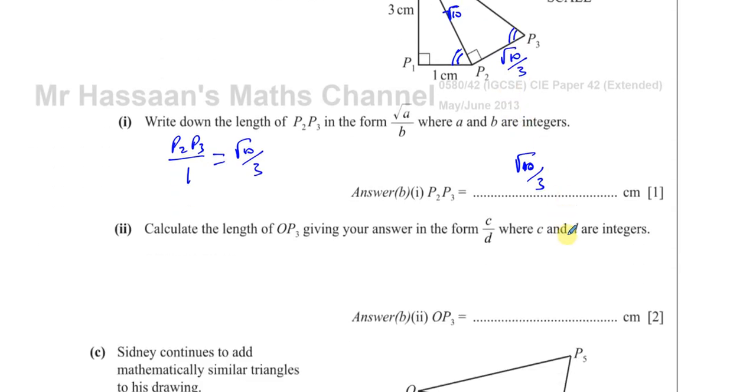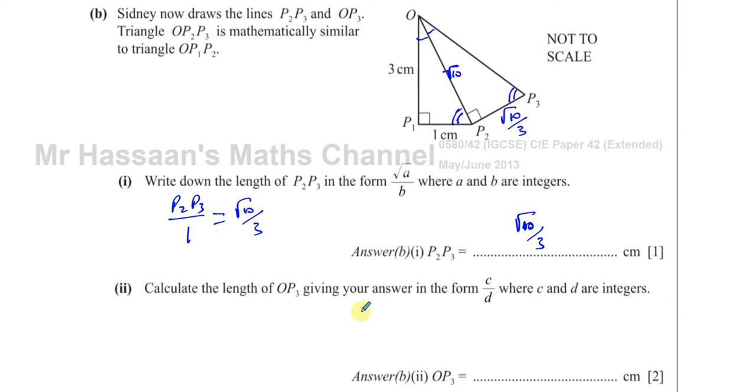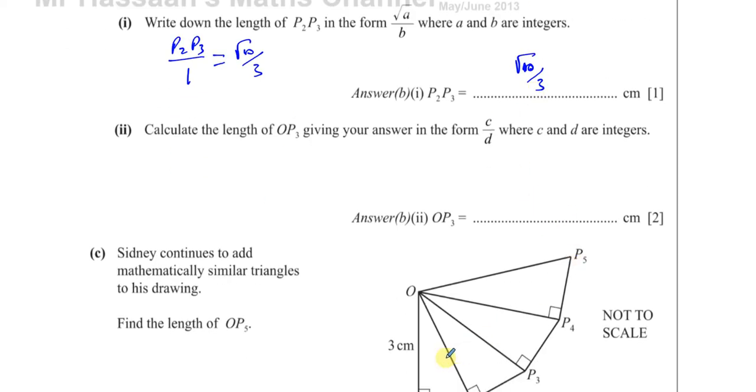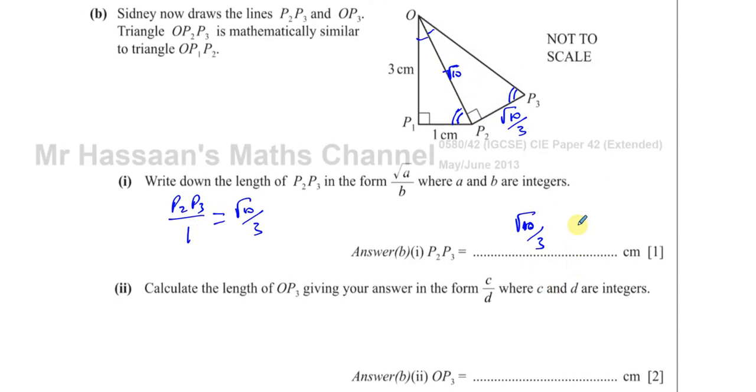Then it says calculate the length of OP3, giving your answer in the form C over D, where C and D are integers. I could use Pythagoras to do this because I have the two shorter sides, but I'm going to use similarity because it's going to help us to develop patterns, and we're going to have to develop some patterns, and I think it will be easier to think about this in terms of a pattern. So I know that the hypotenuse of this triangle divided by the hypotenuse of that triangle will give me the same ratio as the shorter side of this triangle divided by the shorter side of that triangle. Now, how does that work?